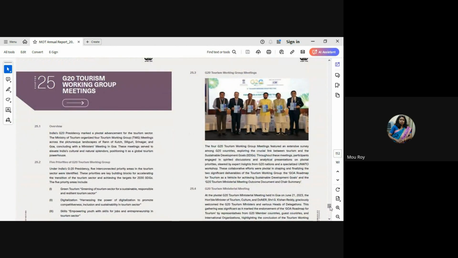Okay, that is G20 tourism. They had a very pivotal role to play. A few things were in focus. That was green tourism: the greening of the tourism sector is very much necessary for a sustainable, responsible, and resilient tourism sector. Then digitalization, that was also very important. And skills, that is, empowering youth with skills for jobs and entrepreneurship in the tourism sector. Hospitality and tourism is a skilled industry, so you need to skill the youth, empowering them for jobs as well as entrepreneurship. So they focused on that.